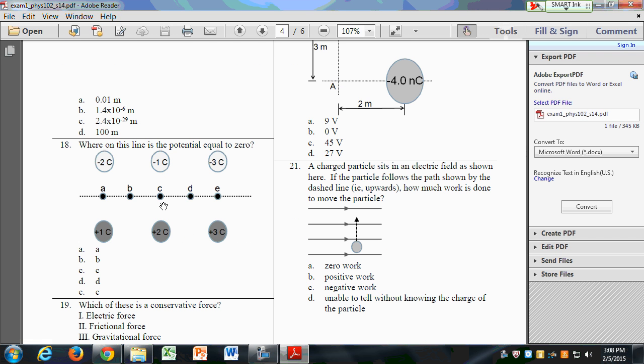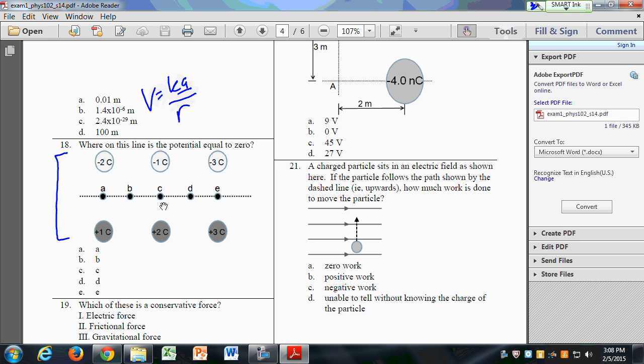You'll have a problem like this one too, where I have a collection of charges like this, and I want to know where along the line the potential is equal to 0. Since V is equal to kQ over r, I want to find the point where positive and negative charges are the same distance from that point.